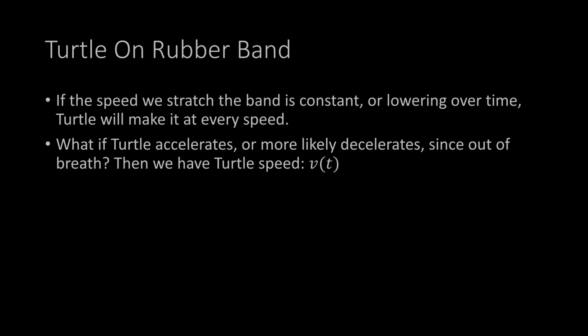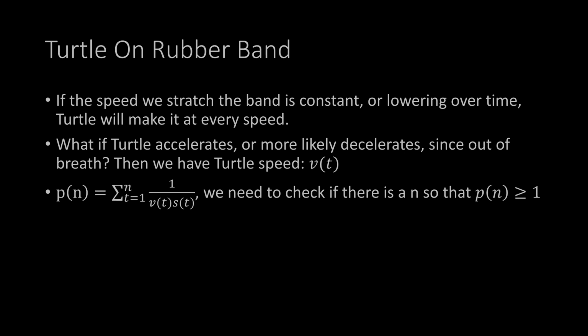And finally, we might think, what happens if the turtle accelerates or gets out of breath and then decelerates? So then we also have a turtle speed, v of t, which changes over time. And so our progress after n iterations is basically the sum to the nth iteration over the turtle speed times the size of the rubber band at this point. And this is just a larger series. We need to check if there's an n so that it's larger than 1, and maybe it converges or it doesn't.